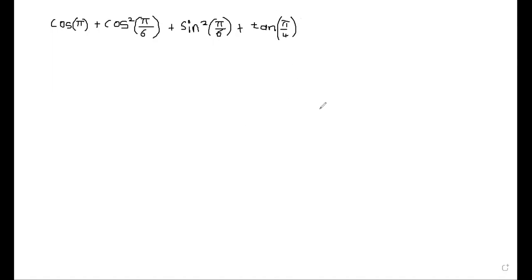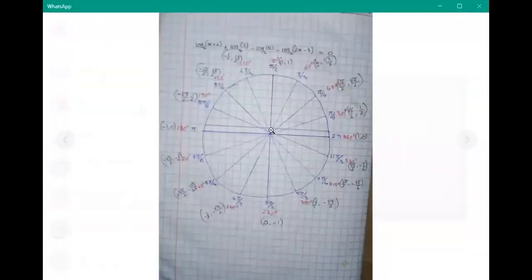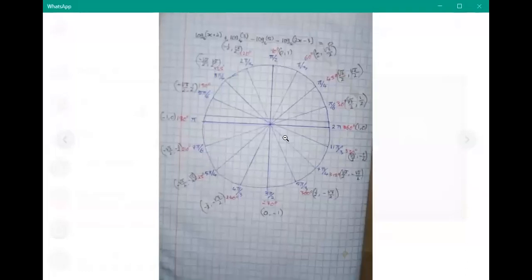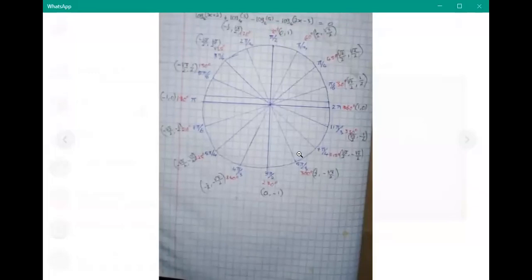So to evaluate this, you need the unit circle. You can use other methods, but because I know how to draw the unit circle from scratch, I always keep it with me, and I can draw it at any time if I want to. So I've got a unit circle on hand. Okay, here's a unit circle. We're going to use this one.